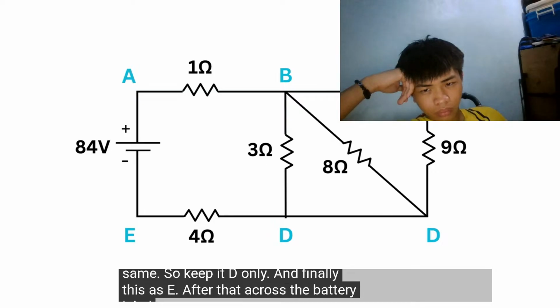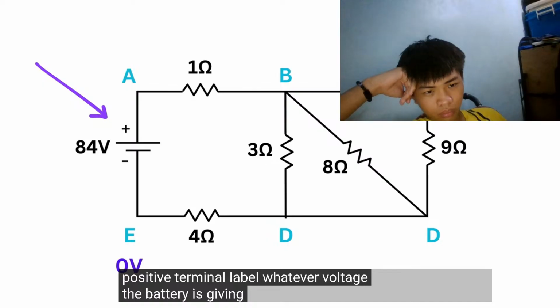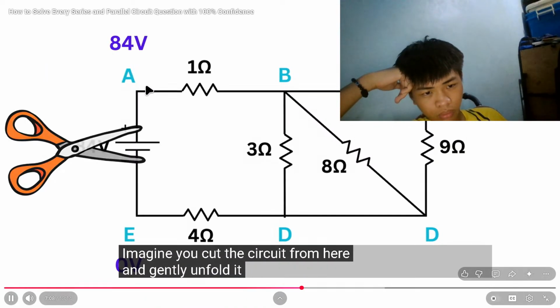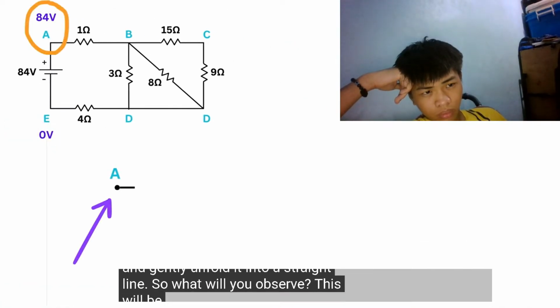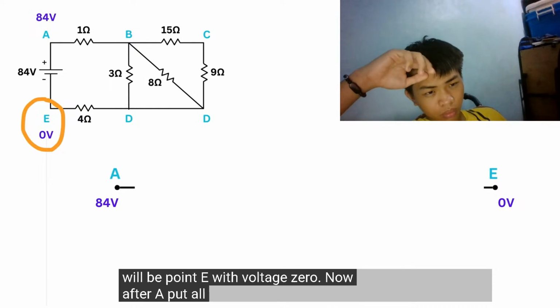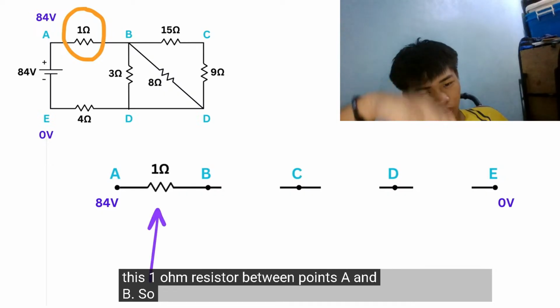After that, across the battery, label the voltage value as 0 on the negative terminal side, and at the positive terminal, label whatever voltage the battery is giving, which is 84 volts in our case. Now, here comes the trick. Imagine you cut the circuit from here and gently unfold it into a straight line. So what will you observe? This will be point A with voltage 84, and this will be point E with voltage 0. Now, after A, put all points from B to E like this, in a straight line. We have only this 1 ohm resistor between points A and B. So put it here like this.